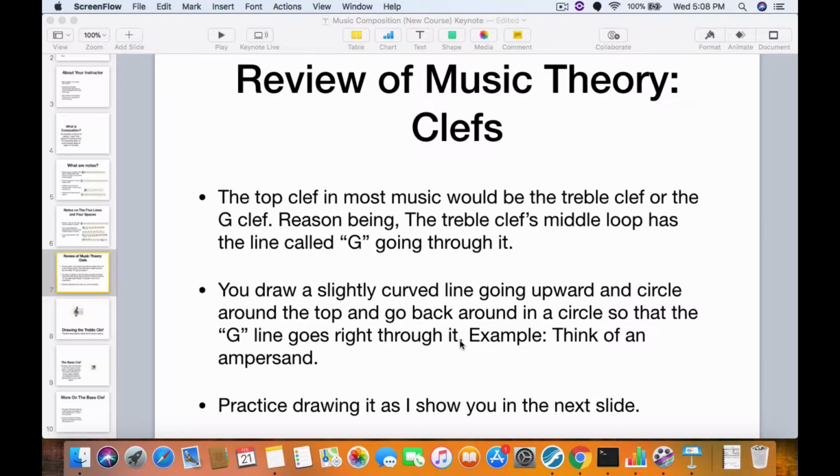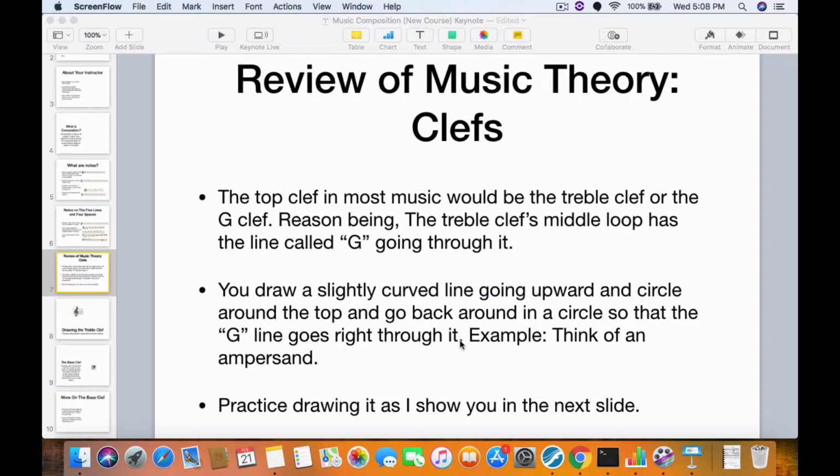Reason being, the treble clef's middle loop, the little circle around it, has the line called G going through it. When you wrap around and you make that little circle that's like an ampersand, the loop has the line of G going through it. And how do you draw this mysterious G clef?